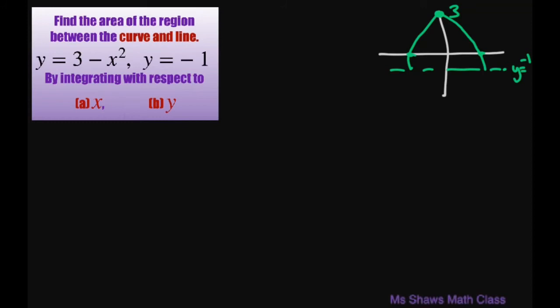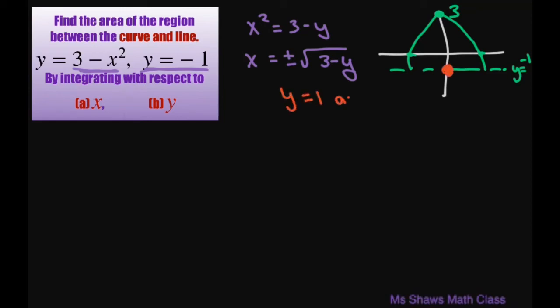The main reason I want to do that is, first of all, we already have y equals negative 1. But here, let's solve for x. If you solve for x, you get x squared equals 3 minus y, so x equals plus or minus the square root of 3 minus y. Also, the intercepts we have to look at are our y-intercepts, which occur at y equals negative 1 and y equals 3 here. That's just by the graph, it's a little easier to do it that way.